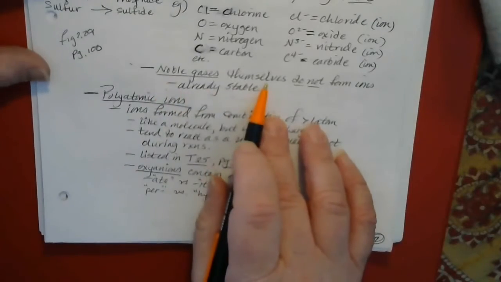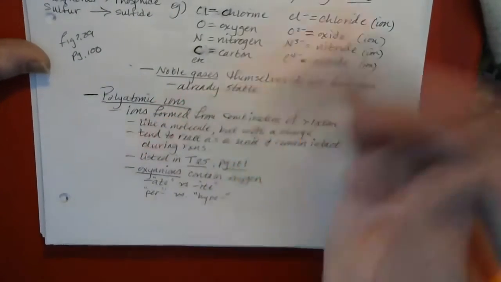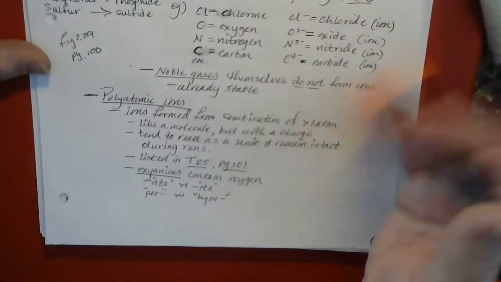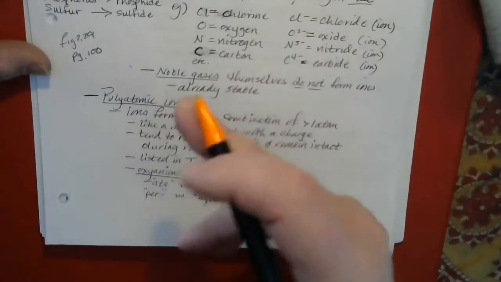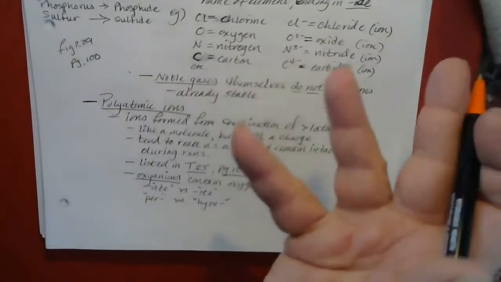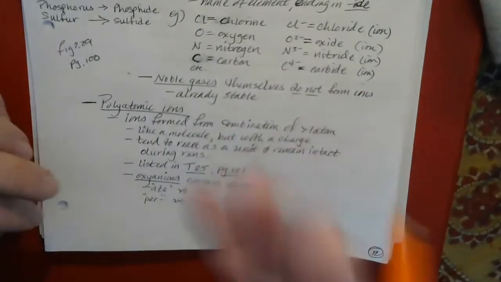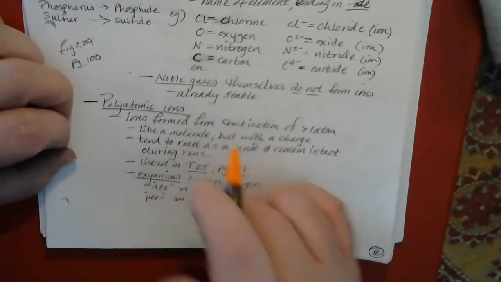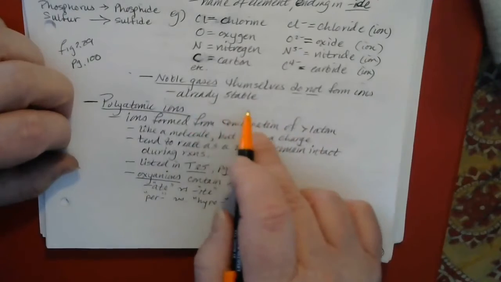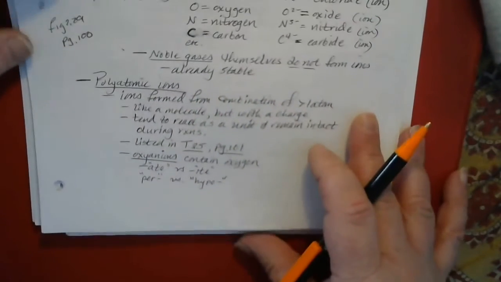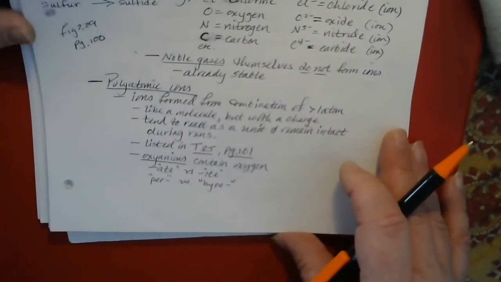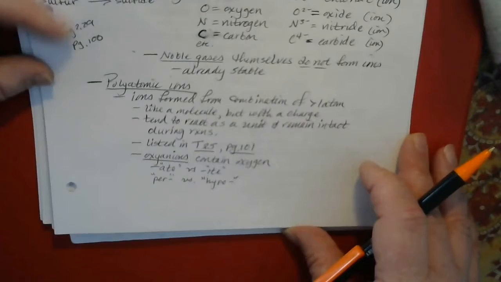The noble gases themselves, since all of the other atoms essentially want to gain or lose electrons to get to the point where they have the same number of electrons as a noble gas, you might think, well, what do the noble gases do? And the answer is nothing, because they already have the same number of electrons as a noble gas, and they're already really stable. So they don't really form ions of any kind. Not normally, anyway.